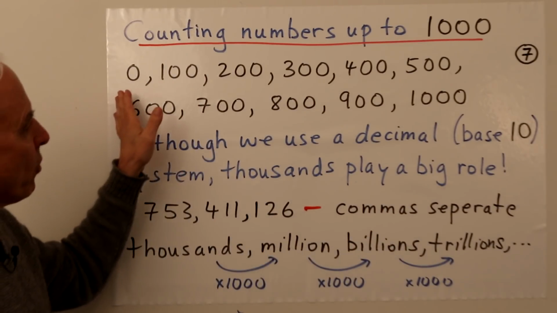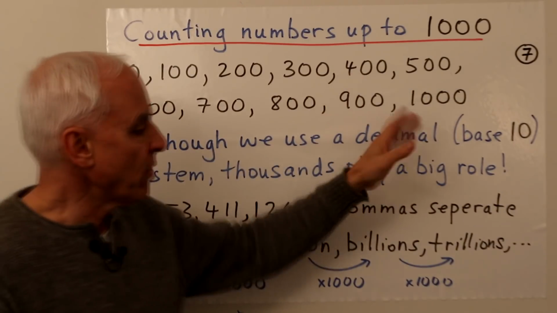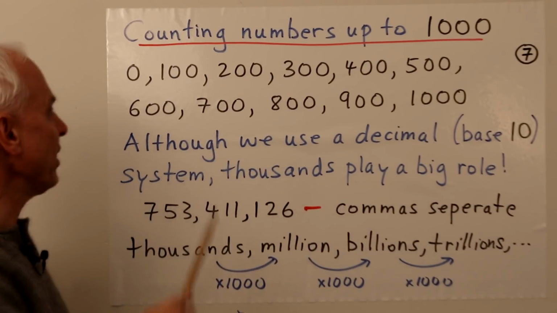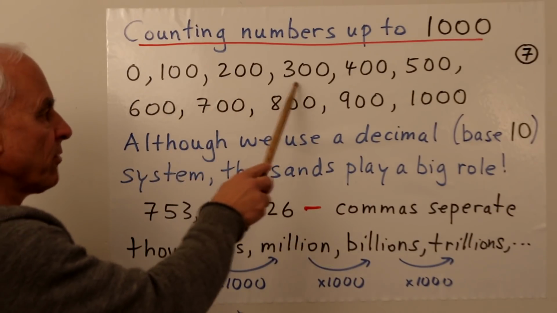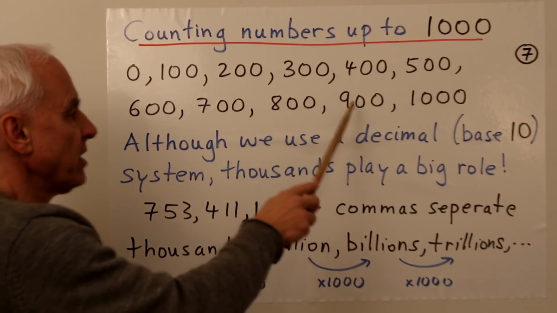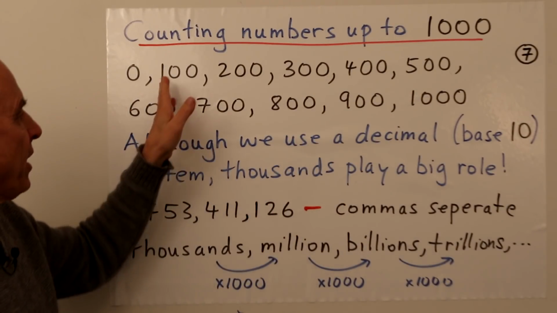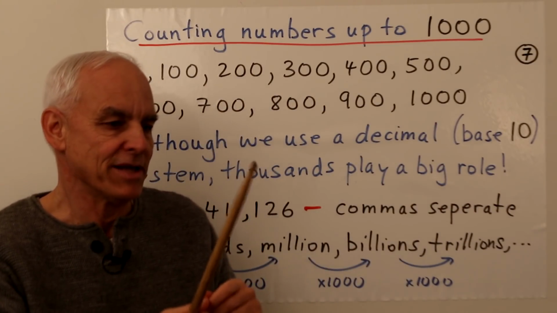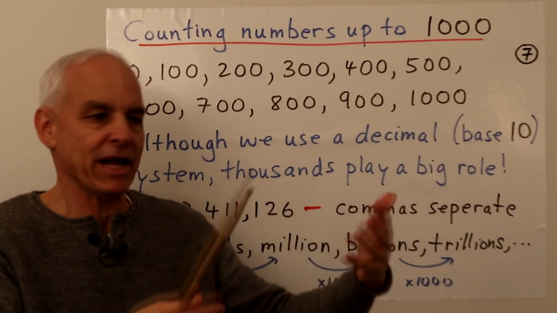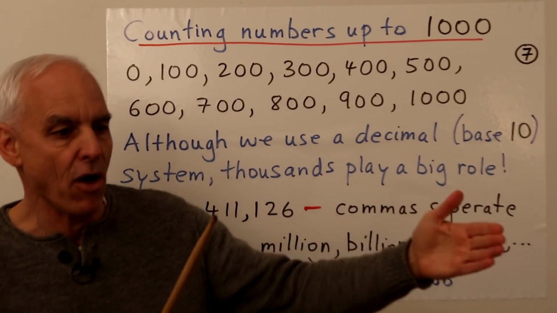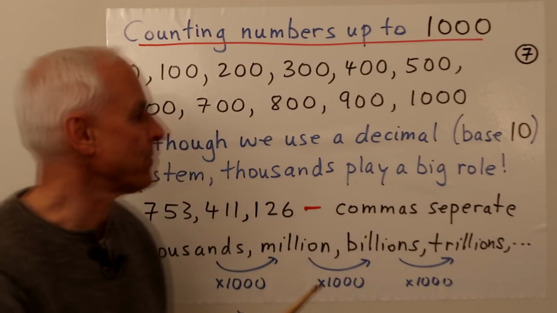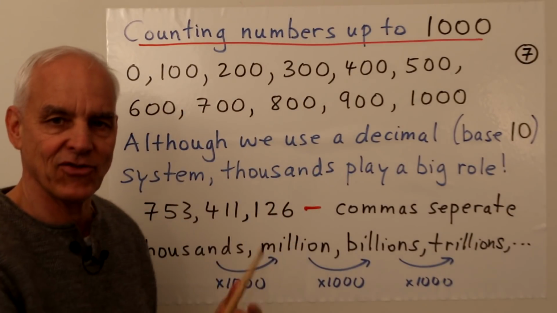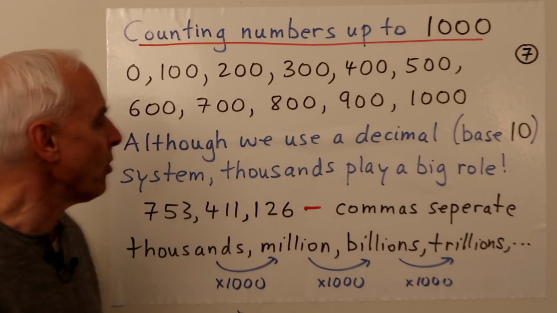Okay, so we're looking at the scale from 0 to 1,000, and prominent amongst that range of numbers are the numbers 0, 100, 200, 300, 400, 500, 600, 700, 800, 900, and 1,000. So they're kind of the stepping stones by 100. It's like counting from 0 to 10, but now we're multiplying everything by 100, counting from 0 to 1,000 by hundreds.